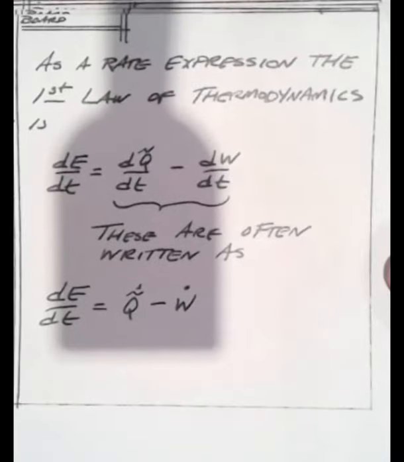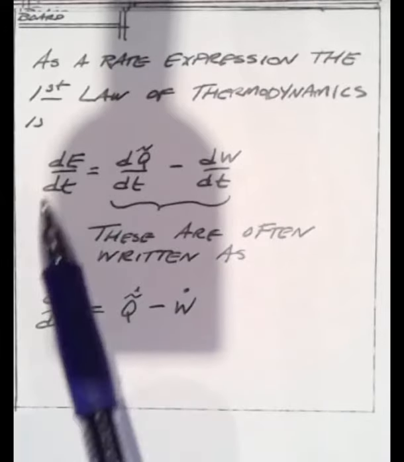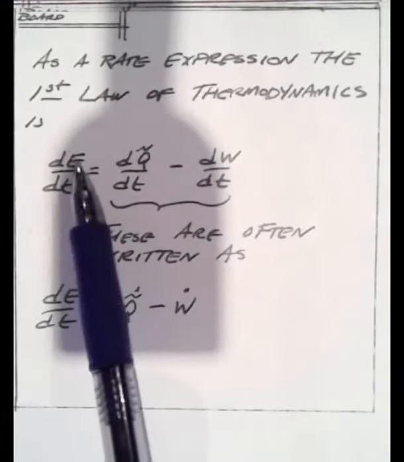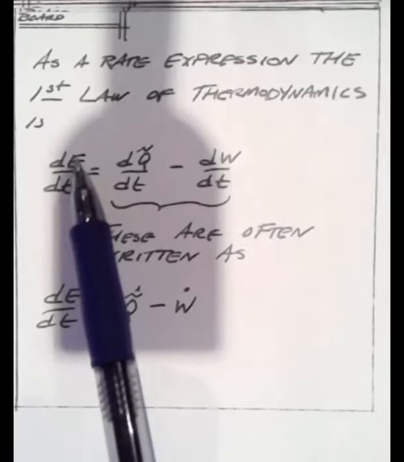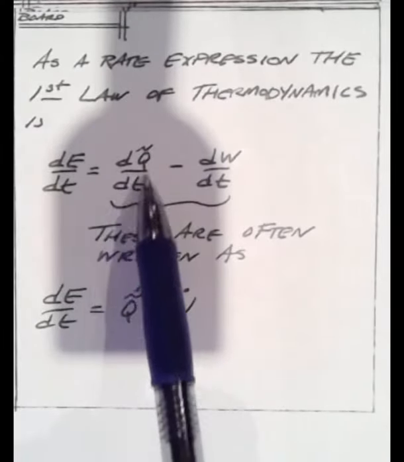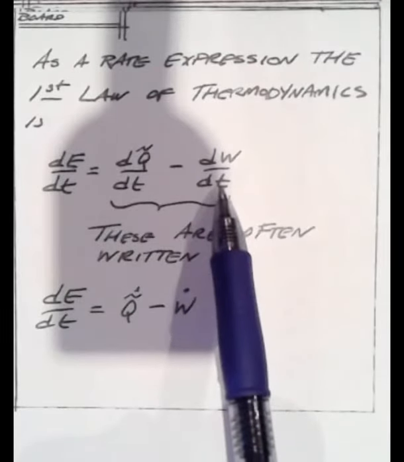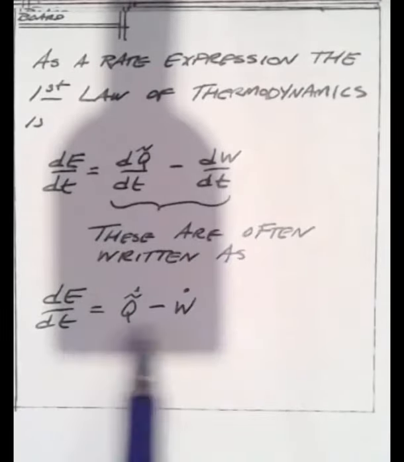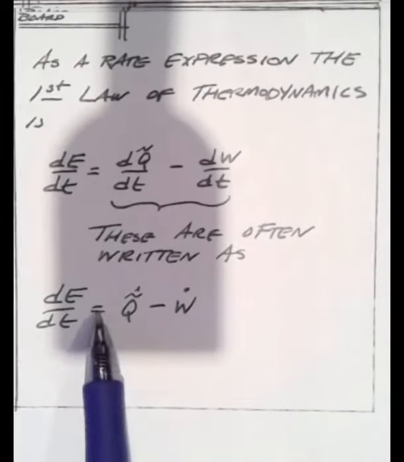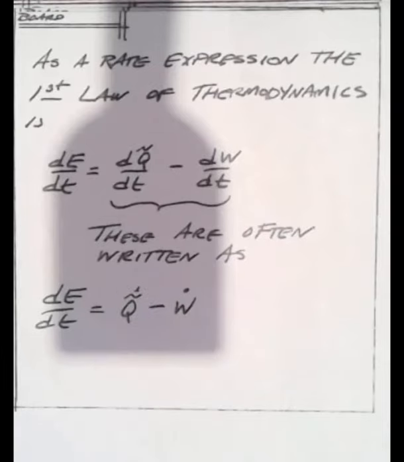To express that as a rate expression, using the first law of thermodynamics, we simply take the time rate of change of everything. So dE/dt, the change in energy per time, is equal to dQ/dt, the heat flow in, minus dW/dt, the work done. And often it's written in this fashion: dE/dt is equal to Q dot minus W dot. These dots here are to indicate that those are time derivatives.